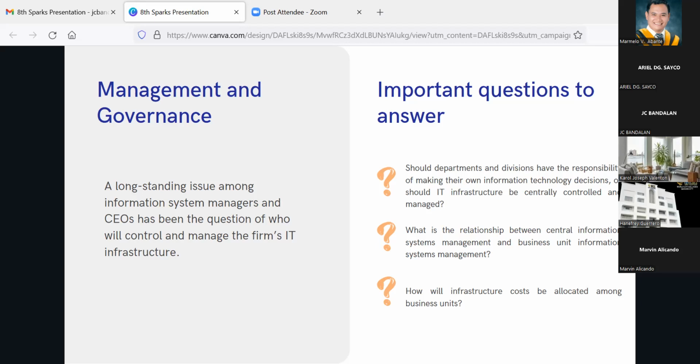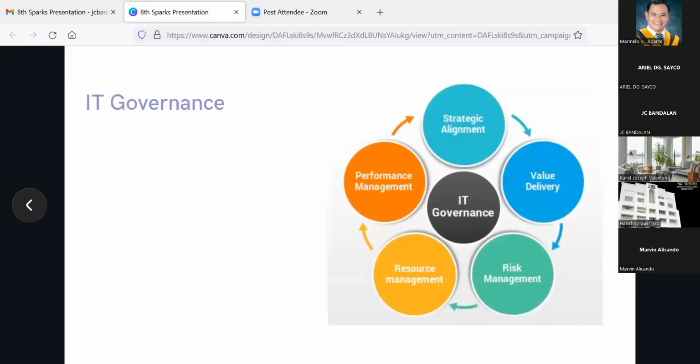Now, the important questions to answer is, should departments and divisions have the responsibility of making their own information technology decisions? Again, itong lahat ng questions na ito, guys, nakadepende to as to how you structure the company. So, hindi naman siya masyadong issue actually. Like, for example, what is the relationship between Central Information System Management and Business Unit Information System Management? Siguro, from the way how I assess it, magiging problema lang to kung multinational company. For example, sobrang laki ng company. Also, how will infrastructure costs be allocated among business units? Eh kung marami namang funds, hindi naman na magiging issue yung ano, allocation ng budget.